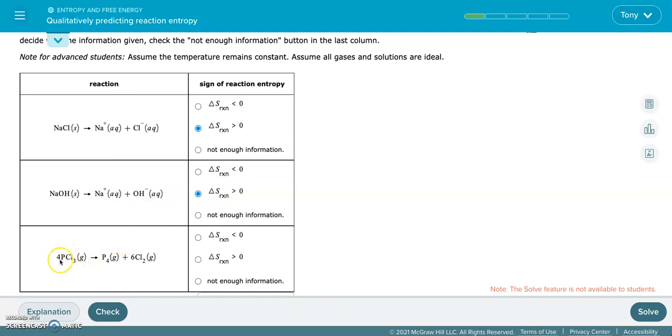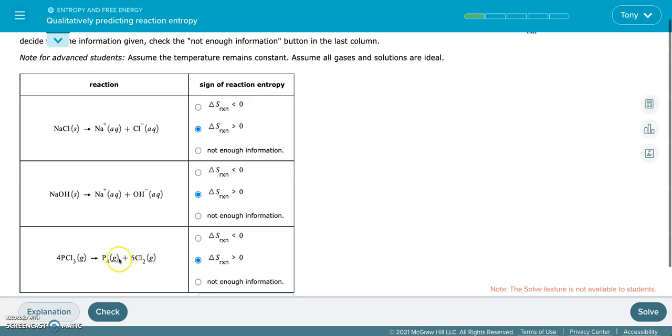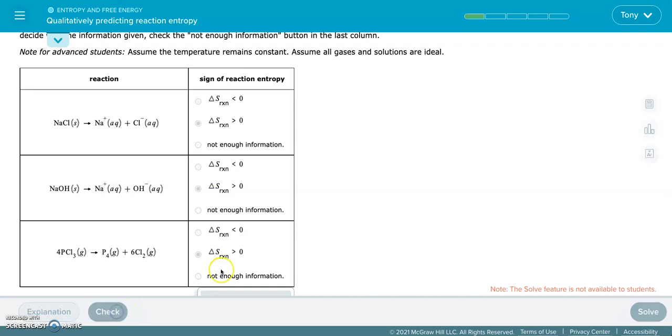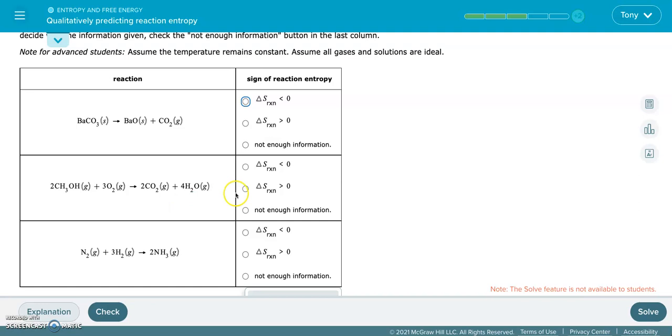Down here, we've got 4 moles of gas going into 7 moles of gas, it looks like. So we are going to make sure we're not making any silly mistakes here, but pretty obvious here. 4 moles of gas going into 7 moles of gas, this P4, and then 6 moles of this Cl2. So obviously that's going to be increasing as well. All right, double check. All right, one more to go and we will be done.